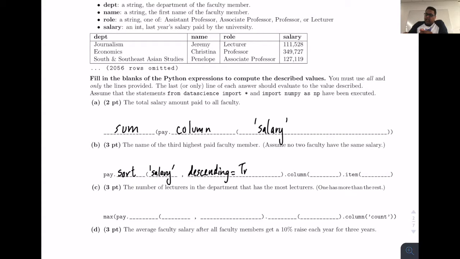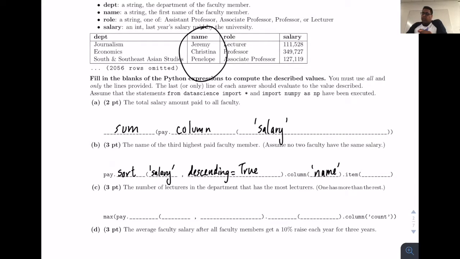So you want descending to be equal to true, because we're going to be dealing with the higher values. Now we have the same table where everything's sorted by the values in salary. Well, like we said, we don't care about the actual salary values. All we want is the name of the faculty member, so what we can do is just take the column name.